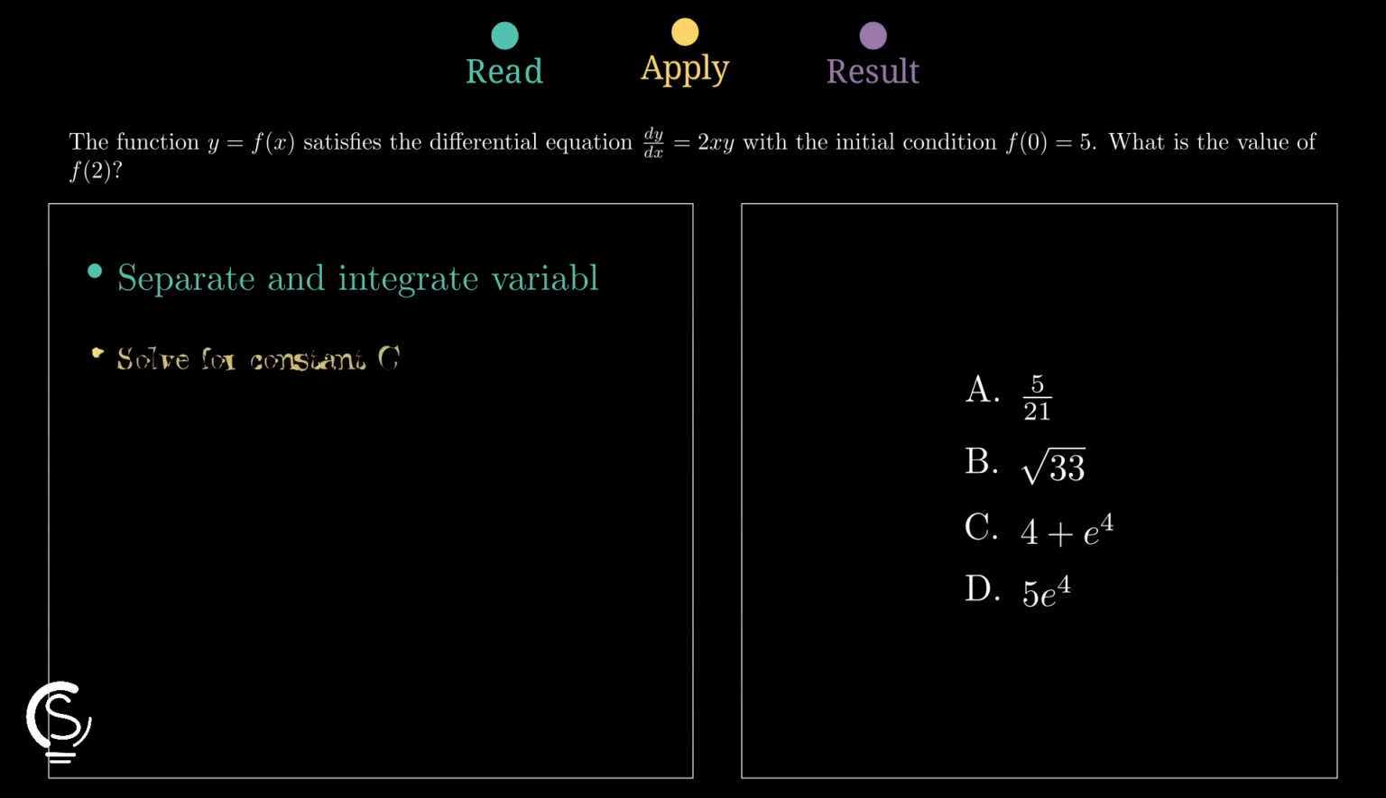Finally, plug in x equals 2 to find f. This gives 5 times e to the 4th power, making option D correct.